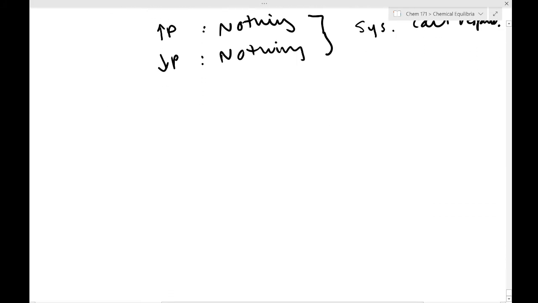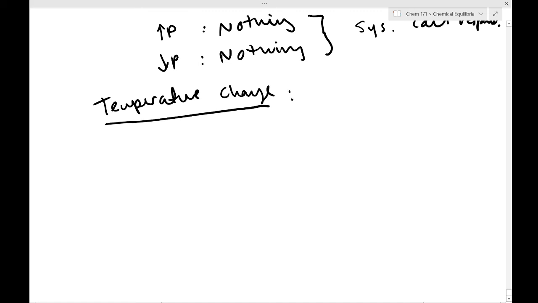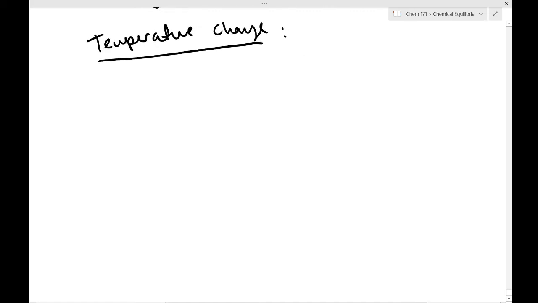Let's see what happens when we change the temperature. What happens when we change the temperature? So what we've looked at already is for concentration and pressure changes. So for C and P changes, K has always remained constant.